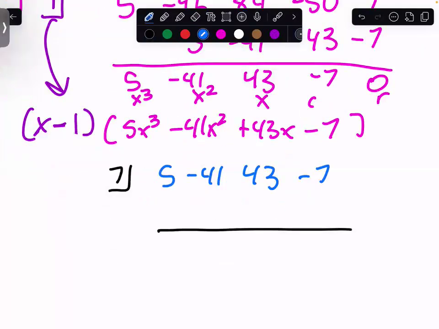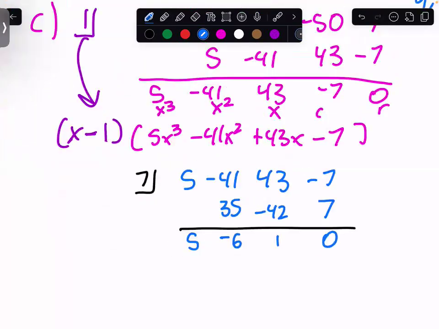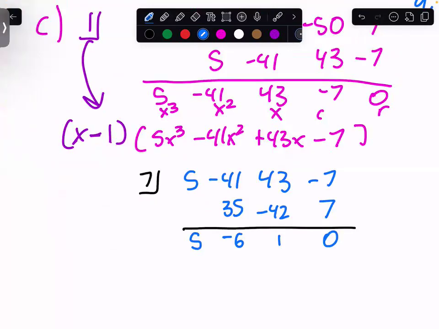Okay, 5 plus nothing is 5, times 7 is 35, plus negative 41 is negative 6, times 7 is negative 42, plus 43 is 1, times 7 is 7, plus negative 7 is 0. So 7 is also a factor. Sorry, 7 is a root.